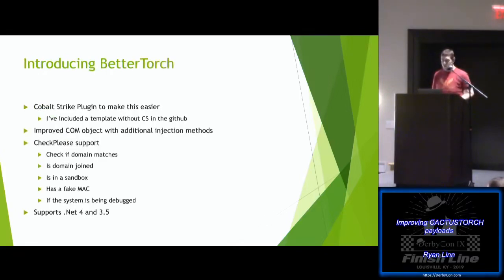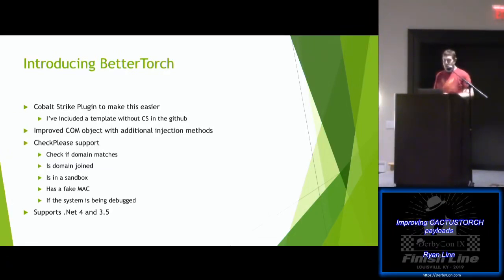So my super creative self decided I'd try to create something new, and my genius naming scheme was Better Torch, because it was better. Obviously, that's not where I spent most of my energy on this, but I wanted to make the Cobalt Strike payload work a little bit easier. There were some other things I wanted to do as well. I wanted to have some additional injection methods for the COM object. By switching it up a little bit, it makes it harder for things to detect it as new injection methods come out. We can add them in and easily support them with this.